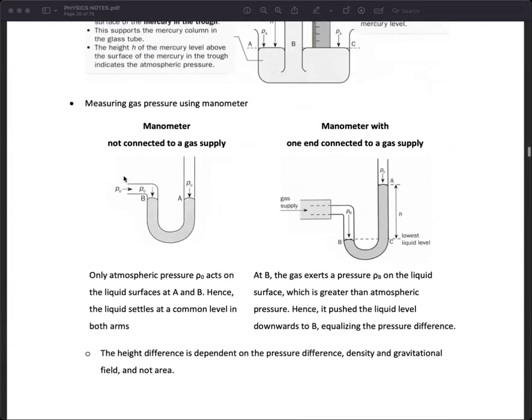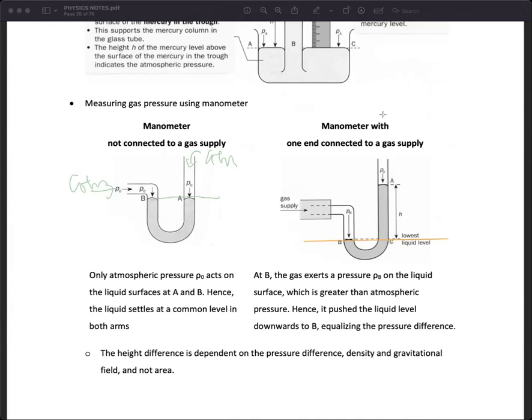If both parts are exposed to the atmosphere, these two points should be on the same line. They have the same pressure. However, can you see this? How do we do this question? Everything on the same line has the same pressure. Can you see here? B and C have the same pressure.